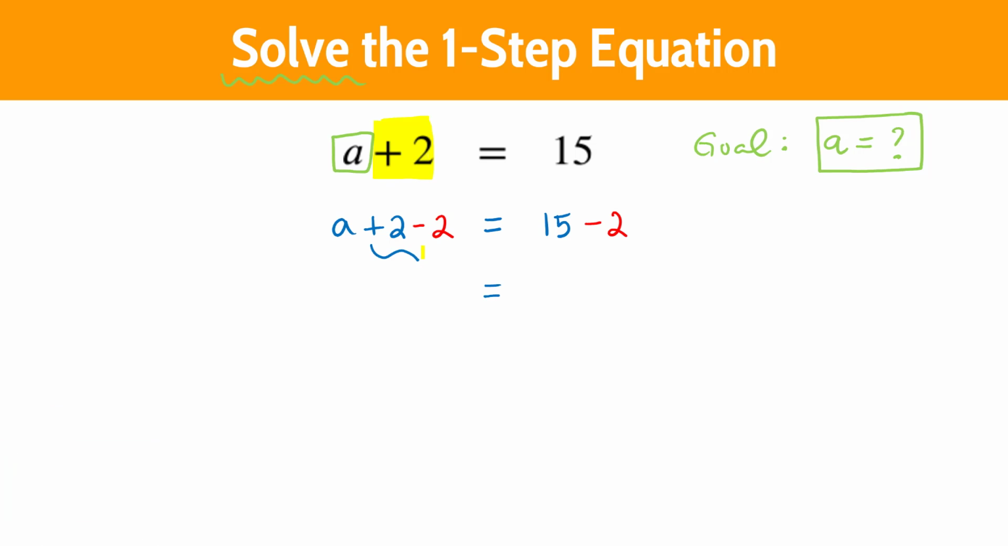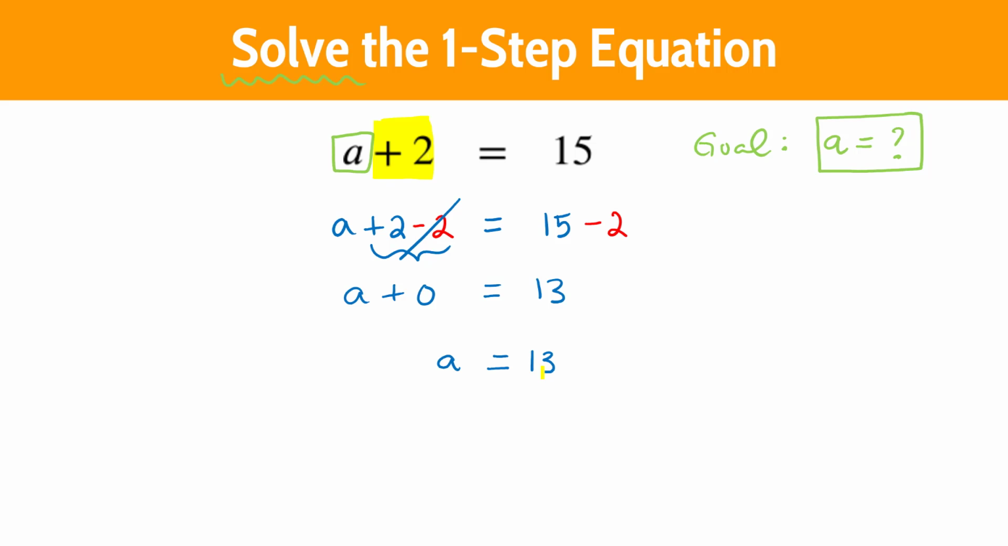Well, for sure it does. Now I'm left with plus 2 minus 2. If I have positive 2 and I subtract 2, that's 0. That leaves me with nothing. So a plus 0 is equal to 15 minus 2, which is 13. A plus 0 can be simplified to just a. I don't need to show the plus 0. So a is equal to 13.